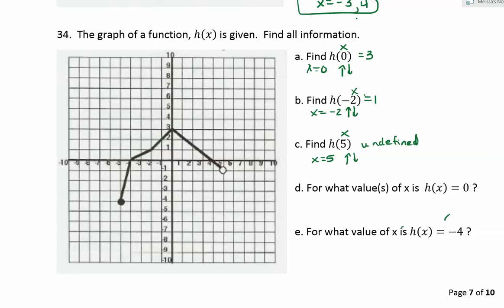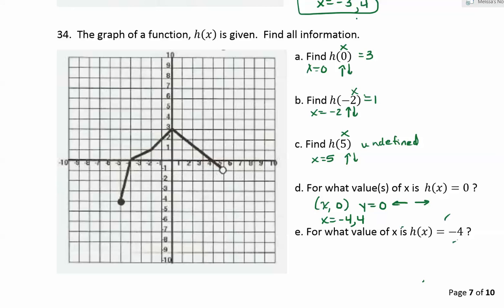For what values of x is h of x equal to 0? So this is a question where I don't know x, but I know the y value is 0. So you want to go to y equals 0 and go sideways to hit the graph. So at y equals 0, if I go left, I hit the graph at -4. So x equals -4 is one x answer. If I go right, I hit the graph at +4. So for the values of x that are equal to 0, it would be at -4 and 4.